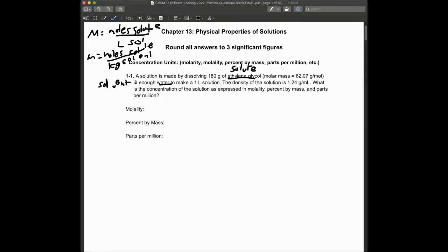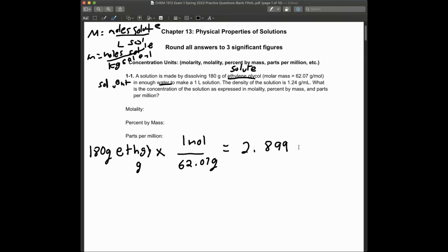Our next step is to work with what I have. We can find molality, and to find our moles of solute, we take our 180 grams of ethylene glycol. I'll denote that like this. Then using dimensional analysis, we can turn it into the moles of ethylene glycol. We're given the molar mass, which is 62.07 grams over 1 mole. When we solve for that, we get around 2.899 moles of ethylene glycol.